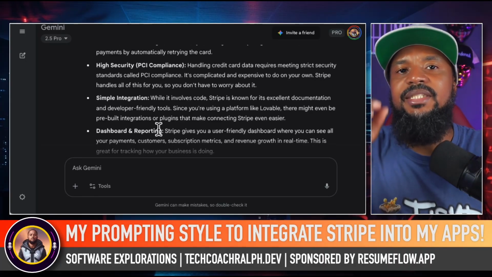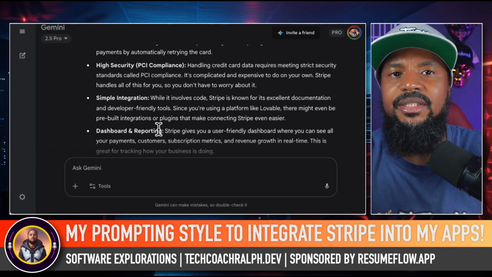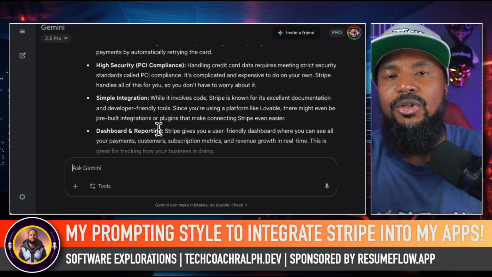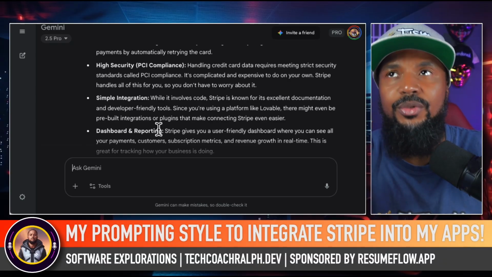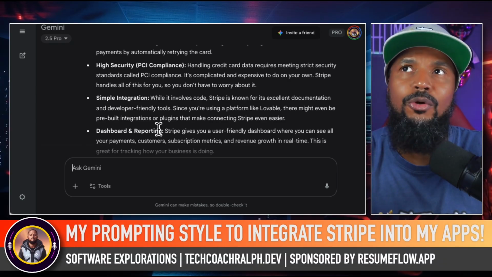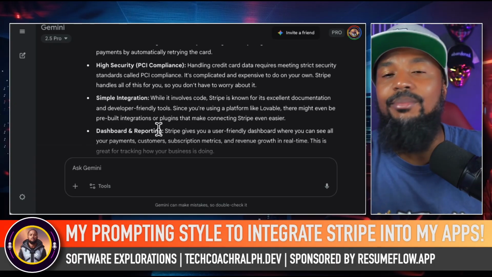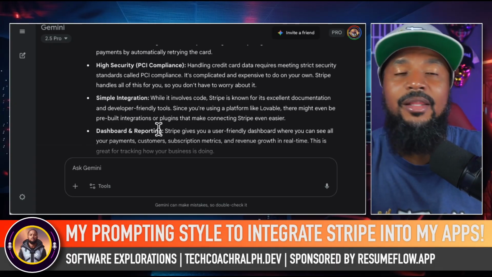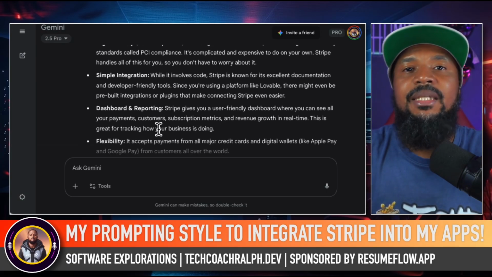High security, PCI compliance. Handling credit card data requires meeting strict security standards called PCI compliance. It's complicated and expensive to do on your own. I remember I was working at a company and every single year we had to certify that we were PCI compliant. The whole company had to go through something. So the fact that Stripe takes care of all of that is a major win for you and your company, right?